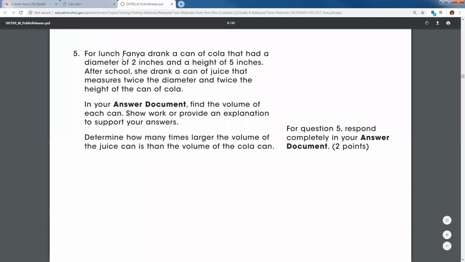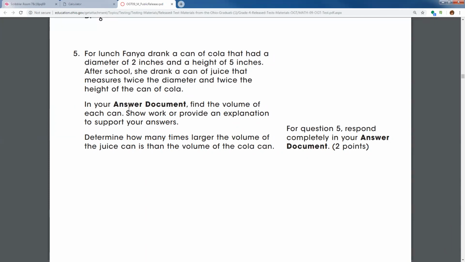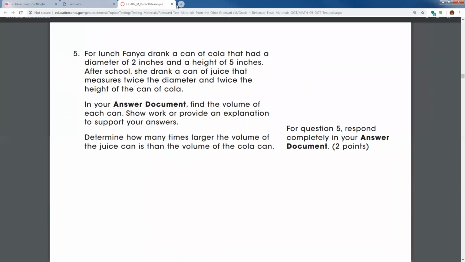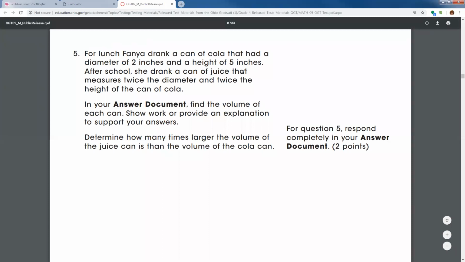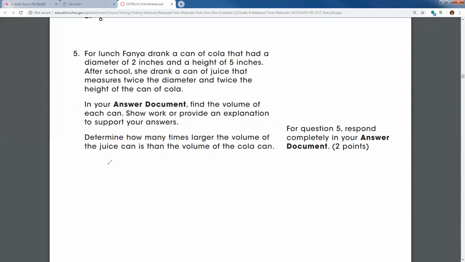So this says, for lunch, Fanya drank a can of cola that had a diameter of 2 inches and a height of 5 inches. After school, she drank a can of juice that measures twice the diameter and twice the height of the can of cola. In your answer document, find the volume of each can, show your work or provide an explanation to support your answers. Determine how many times larger the volume of the juice is than the volume of the cola can. So a can is a specific math shape called a cylinder.